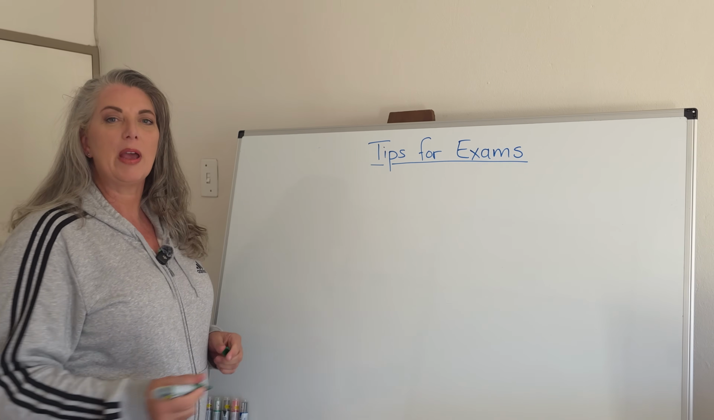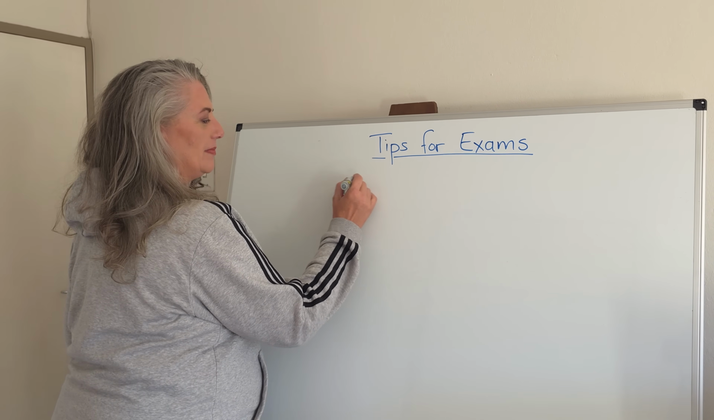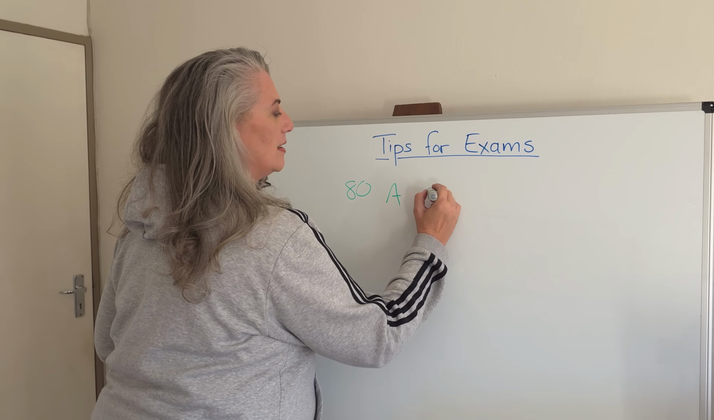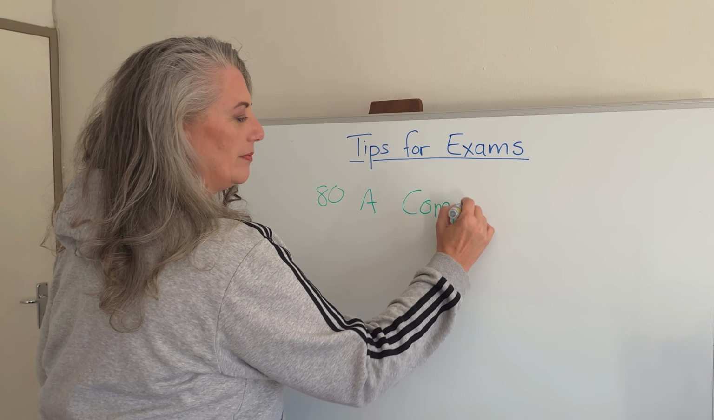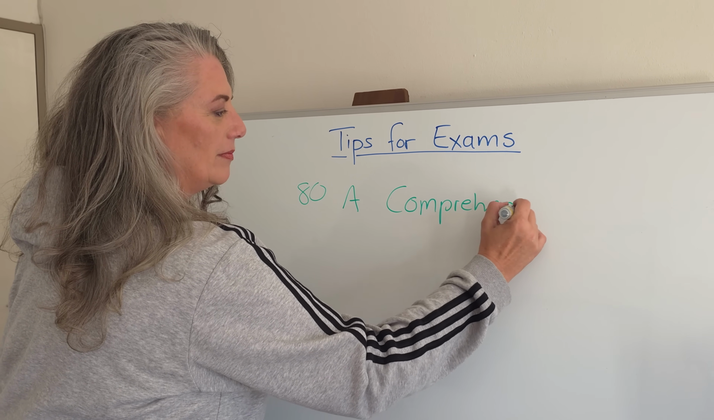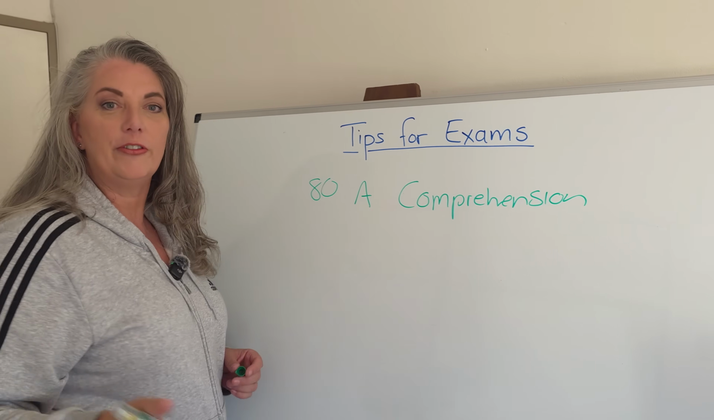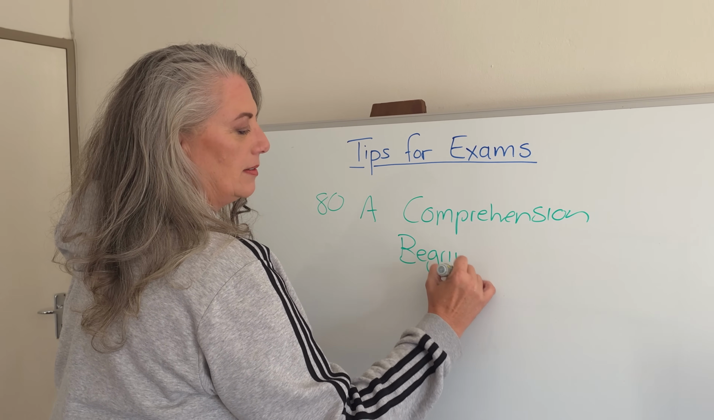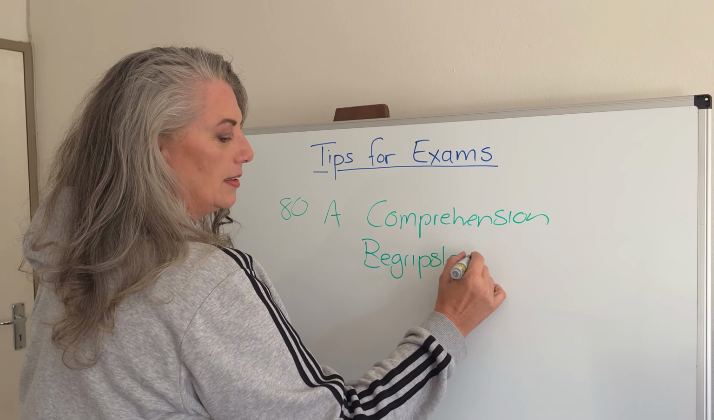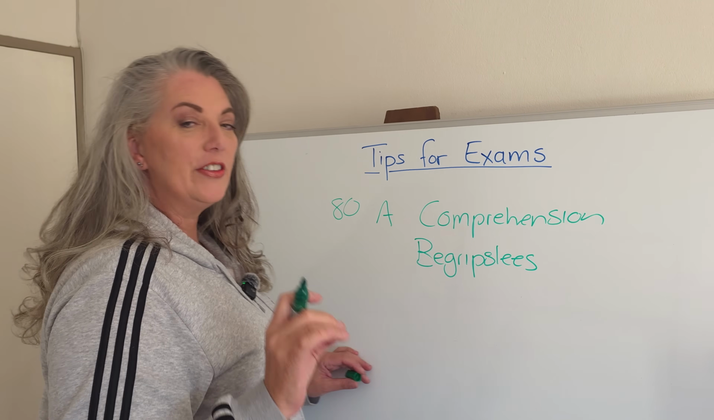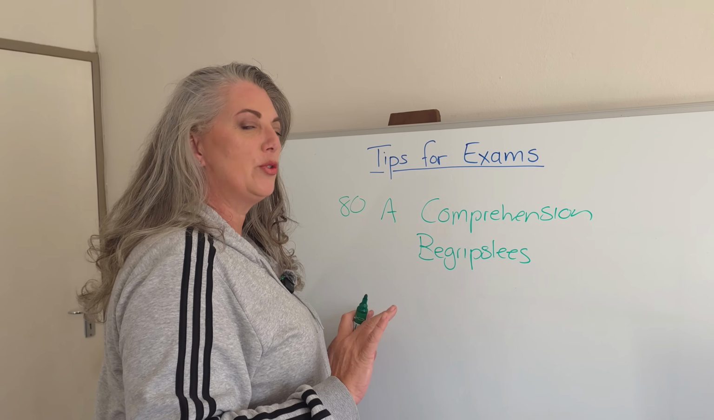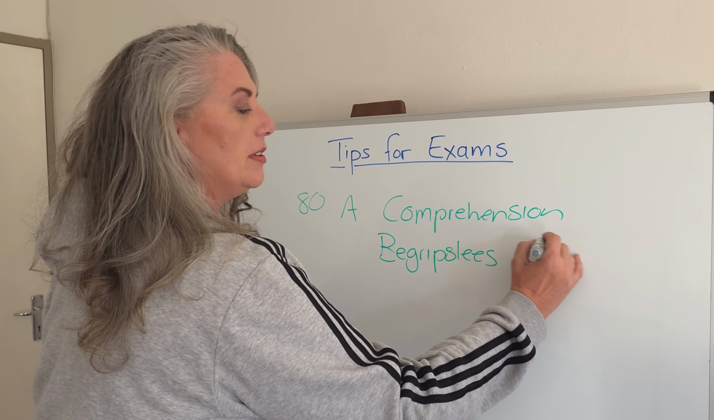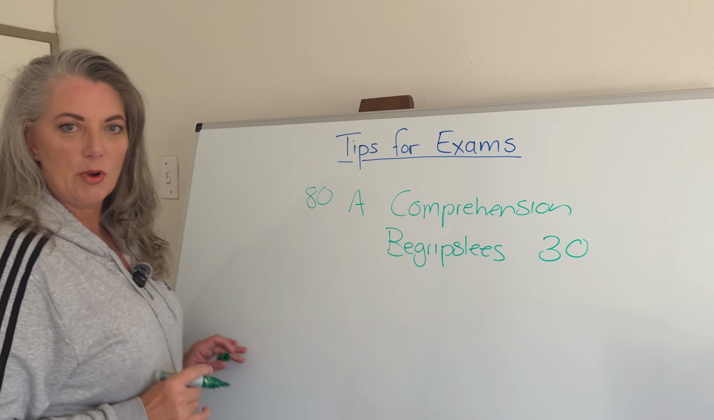We have a paper out of 80. The first section, section A, is comprehension. In Afrikaans, begripslees. This can range from between 20 to 30 marks. Let's have a look. Most of them, let's have a look for 30 marks.